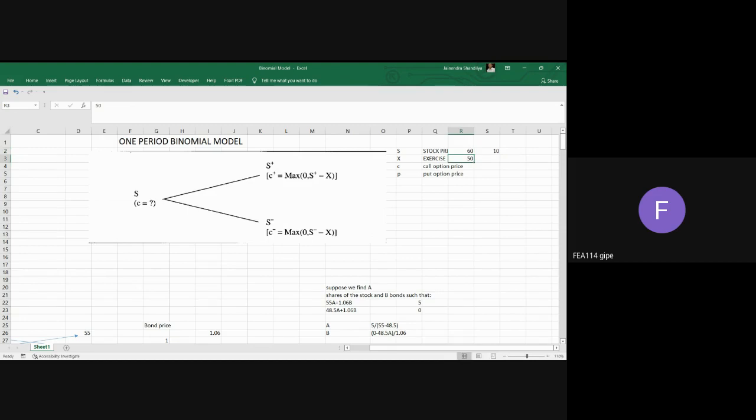This is the very, very basic level of the binomial model, where there are two possibilities: the stock can either go up or go down. If it goes down, the value will be C minus. If it goes up, the value will be C plus. But what will be the call price today? C is the call price today, and P is the put option price today. This is what we'll calculate, because we can easily get it by knowing that the stock is going to go up or go down.